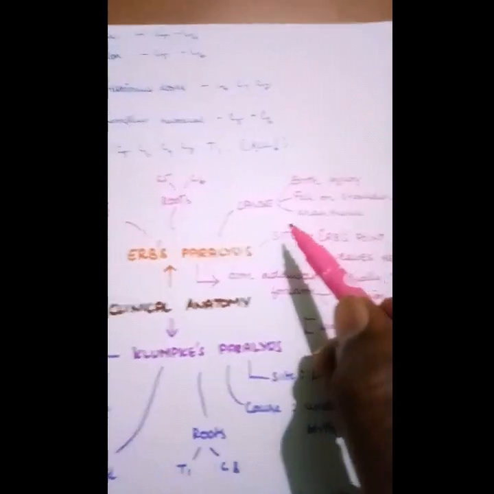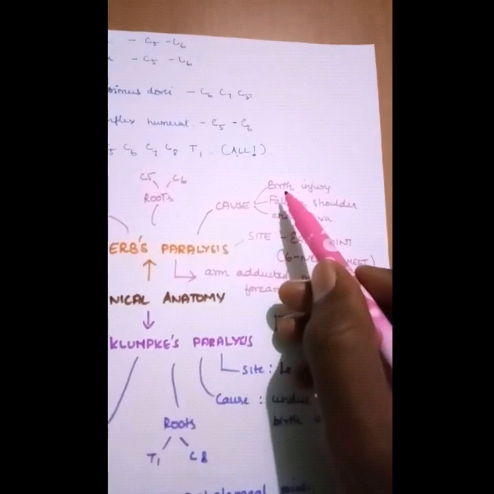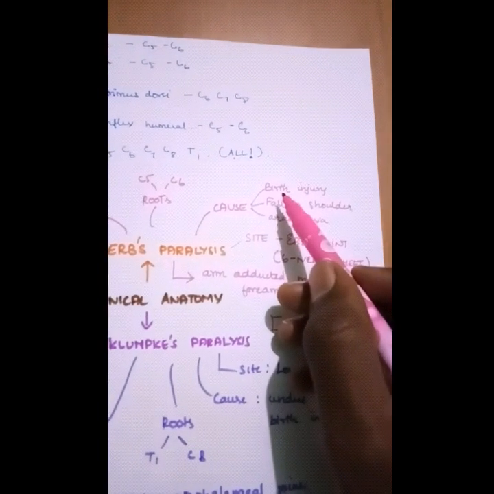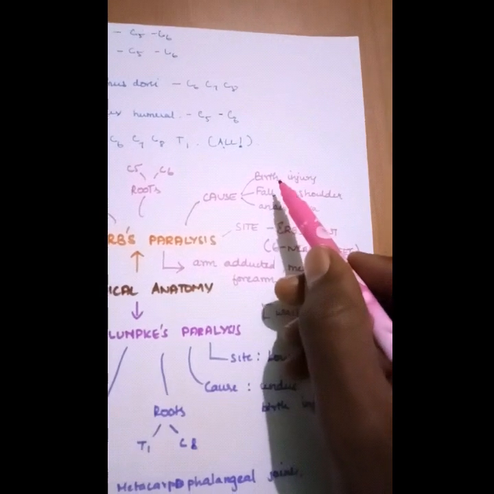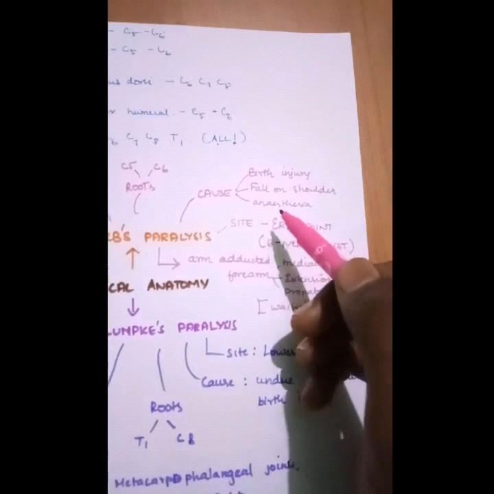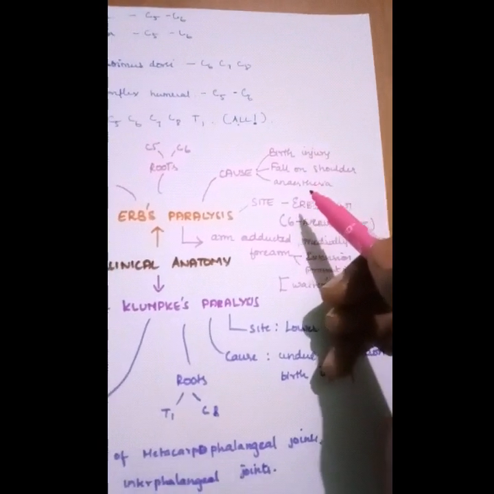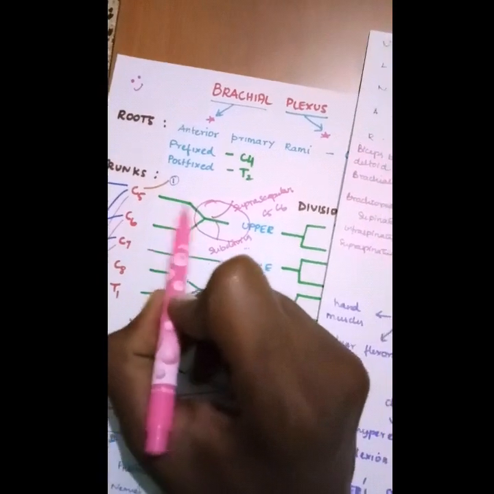Now, how can these injuries happen? First, the cause may be birth injury. While the baby is being born or delivered, there may be injuries happening to the shoulder which may cause the Erb's paralysis, and also a fall on the shoulder, or sometimes an anesthesia given at this junction may cause an injury to the nerves. The roots involved are C5 and C6. As we saw there, C5 and C6 are the roots involved in the Erb's point.